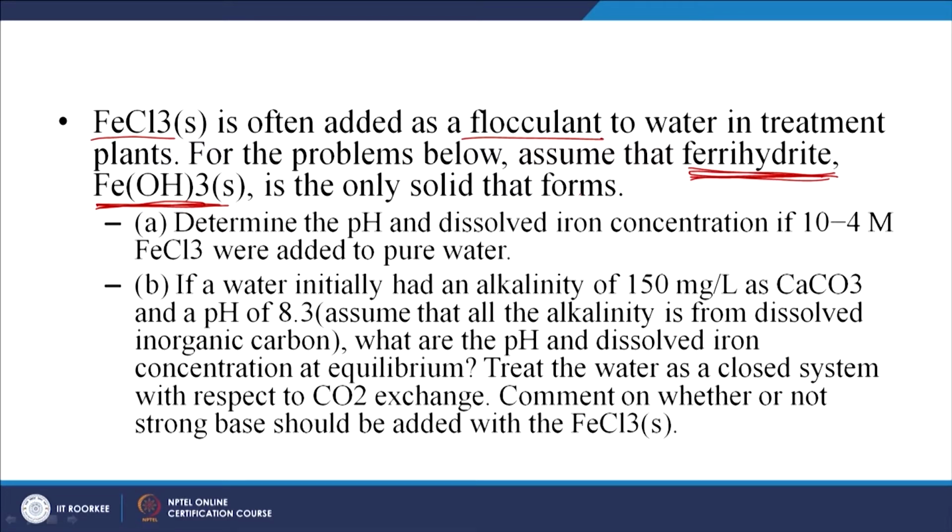So first we are going to look at part A, and that says determine the pH and also the dissolved iron concentration if initially 10 power minus 4 molar of FeCl3 is added. Here, first let's try to understand the system. Let's say you had water and you are adding FeCl3 such that the initial concentration would have been 10 power minus 4 molar. So how is the system going to change now?